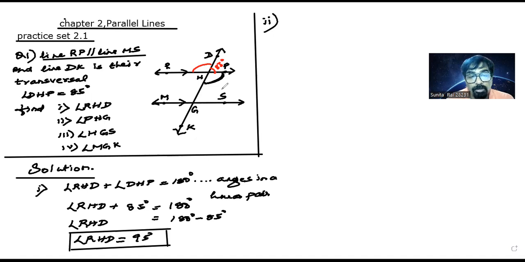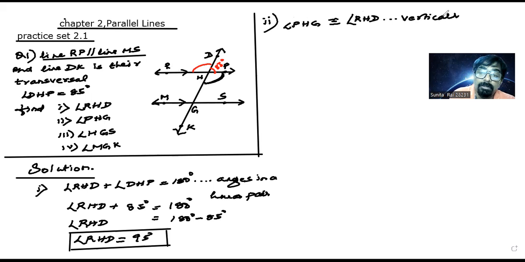It is vertically opposite to angle RHD, and RHD, how much is it, children? 95. So naturally, this angle PHG will also be 95. So how do we write, okay? Angle PHG, which I want, is congruent to angle RHD. And the reason: vertically opposite angles. And now what will happen?